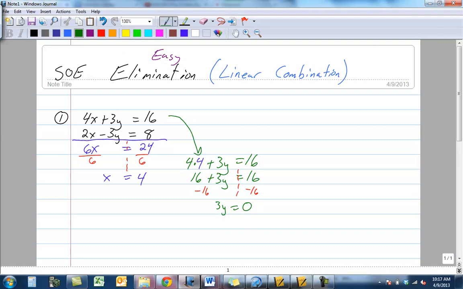So divide by 3, or just think of it this way. 3 times what number will give us 0? y is 0. So that means our final answer is, in alphabetical order, x is 4, comma, y is 0. (4, 0).